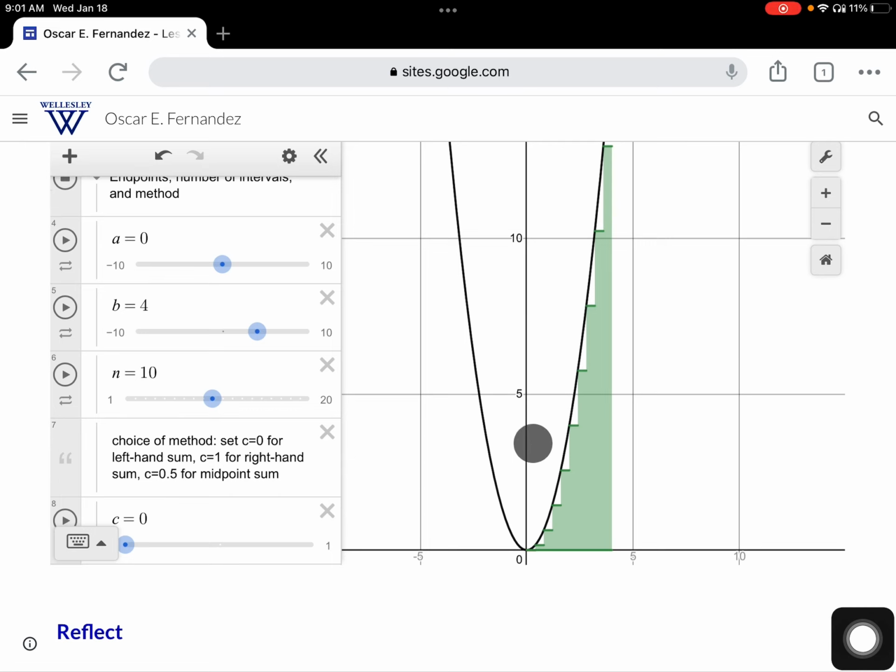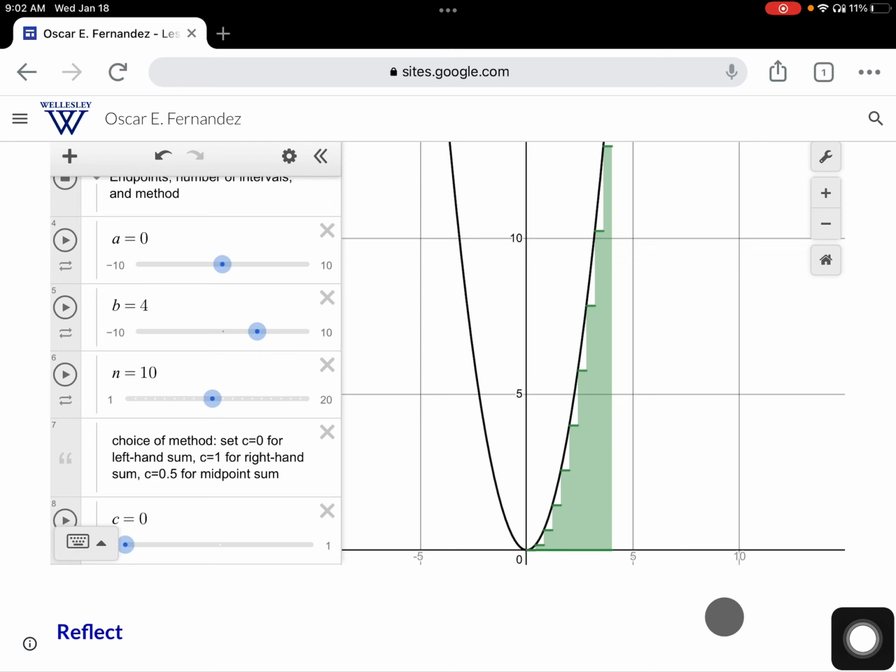So what is this, right? I've drawn here the function y equals x squared. There it is. I'll show you in a minute how you can change the function. This is the a and b value. I've set it for 0 to 4, and this is the n value, the number of rectangles. And then over here it says choice of method, set c equals 0 for the left-hand sum. I've set c equals 0. And this is the visualization that you get. The interval from 0 to 4, we've chopped it up into 10 equal subintervals, and then we've drawn the rectangles whose heights are the y values of the left endpoint of each subinterval. And the green area is the left-hand Riemann sum with n equals 10.